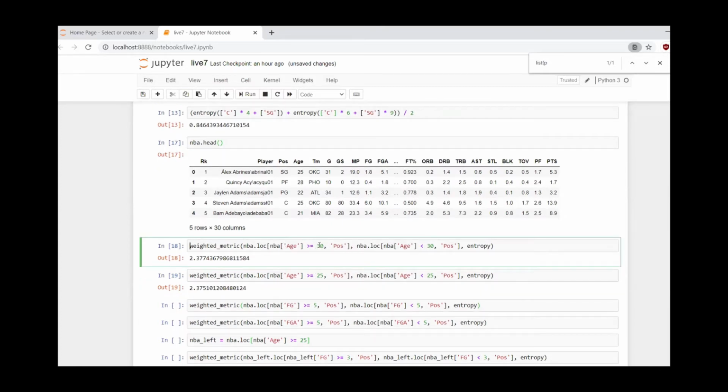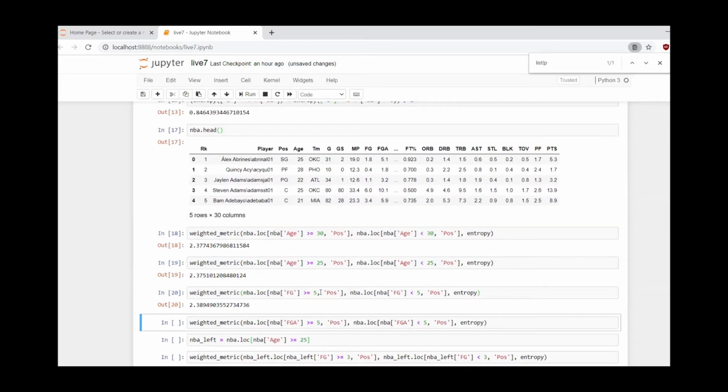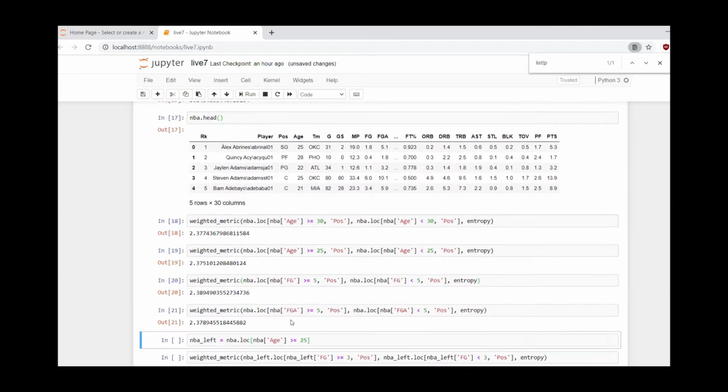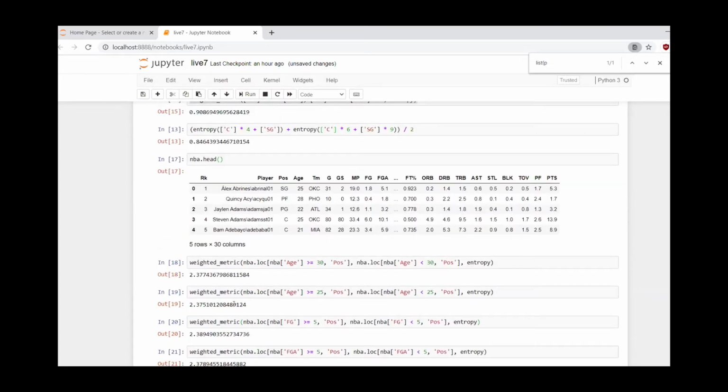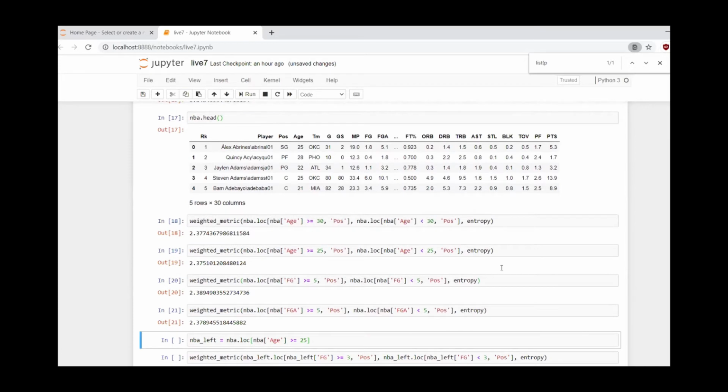So here I'm trying age 30, here age 25, here field goal 5, here FGA 5. I'm just trying to find the one that minimizes the weighted entropy. Because there are a million features here, there are a lot of ways you can do splits. I just did 4 for example, and this one gave me the lowest weighted entropy, so I'll pretend this one was the best. But in reality, you would try every single feature and every possible split until you get the one that minimizes the weighted entropy.